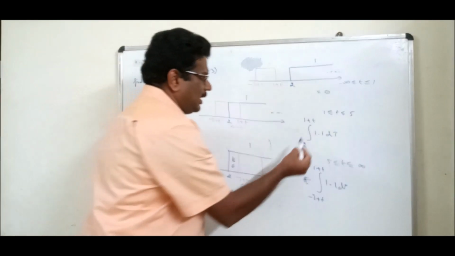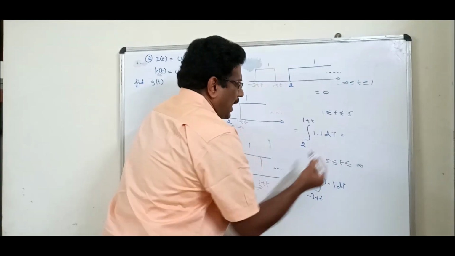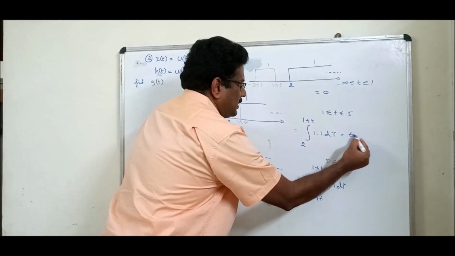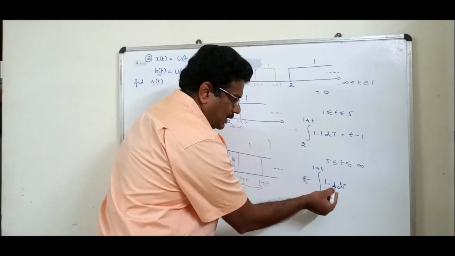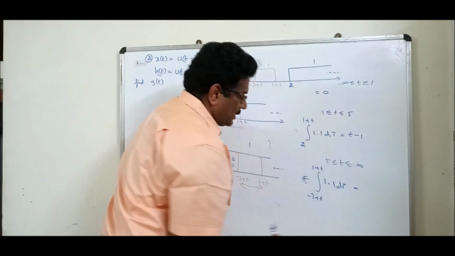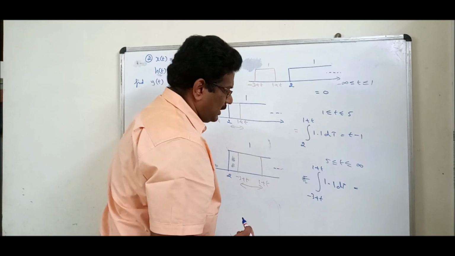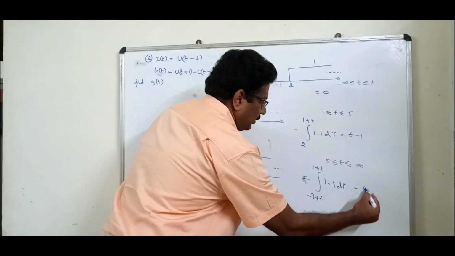Just integrate. Integration of d tau is tau. Upper limit minus lower limit, it will be t minus 1. Integration of 1 into 1, d tau is tau. Upper limit minus lower limit, t minus t cancels, 1 minus minus plus, it is 4.